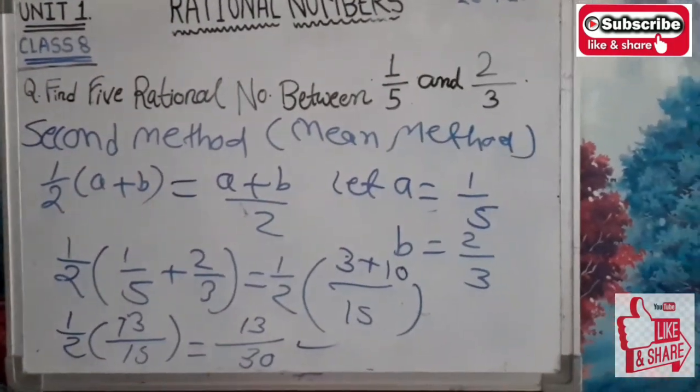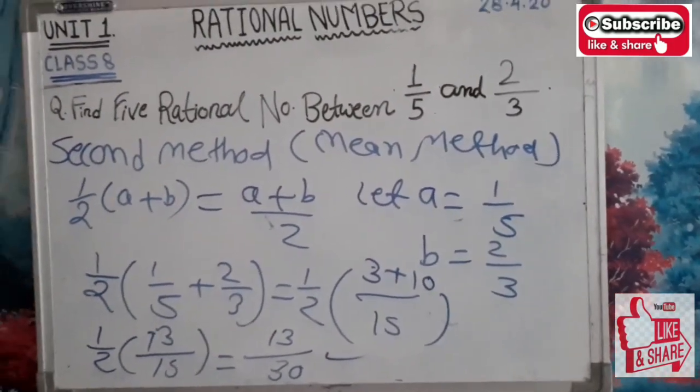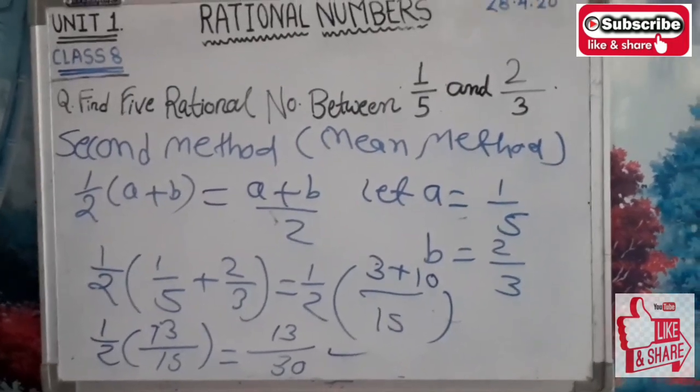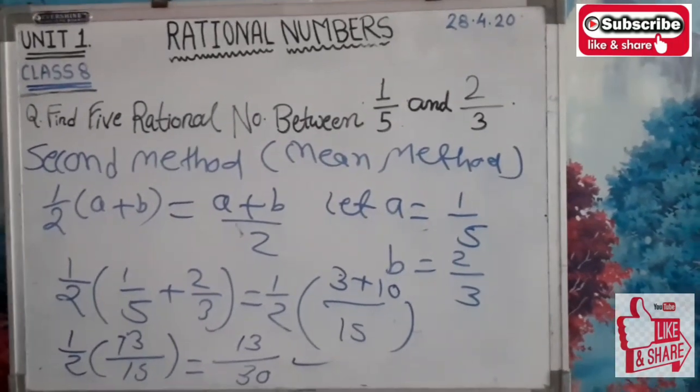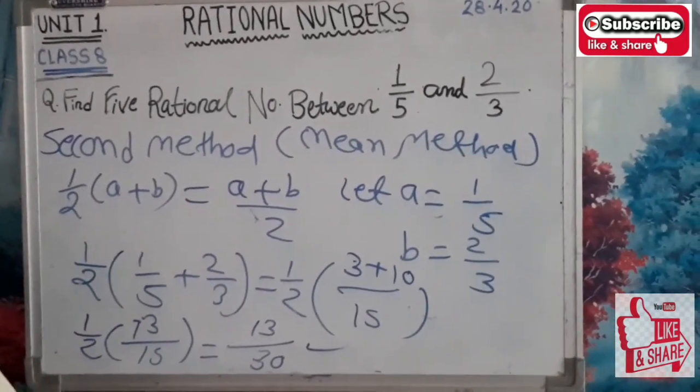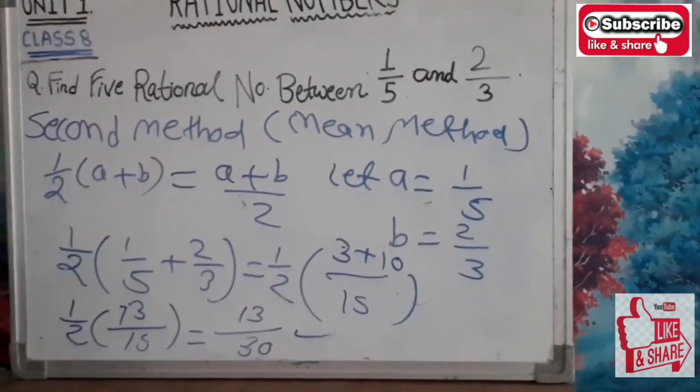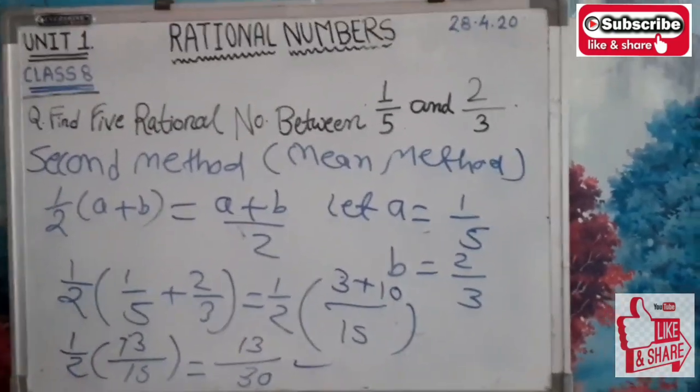So we can find rational numbers between given fractions with the help of two methods. The first one is to make the fractions equivalent, and the second one is the mean method.